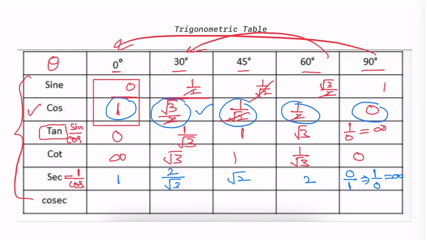So in the case of cosecant, I will flip again the values of secant. So you can see infinity is there, 2, under root 2, 2 over under root 3 and 1. So here we complete that whole table. So this is a very easy way to find out all the values of sine to cosecant from 0 to 90 degree in a trigonometric table.